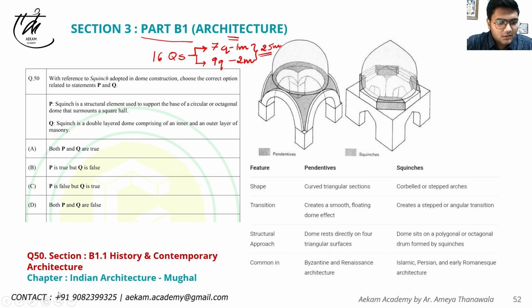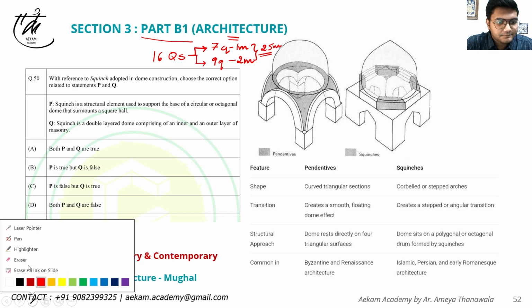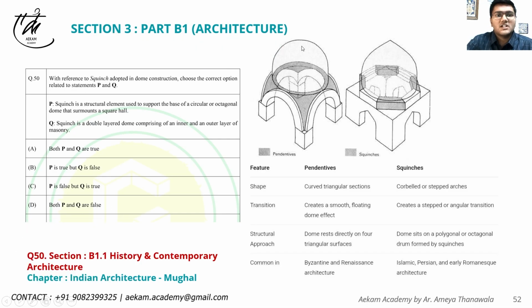So let's start with question number 50, which is the first question for part B1. This question is taken from section B 1.1, History and Contemporary Architecture, especially from Indian Architecture, Mughal section.